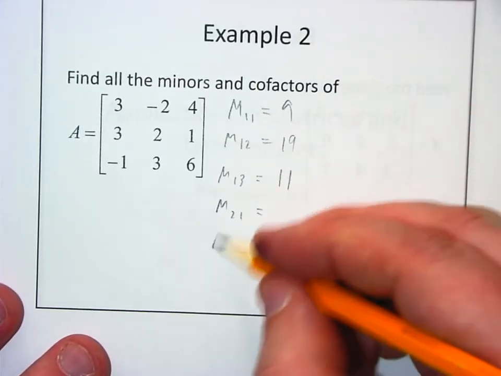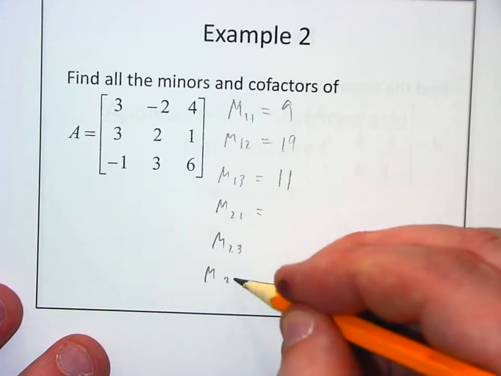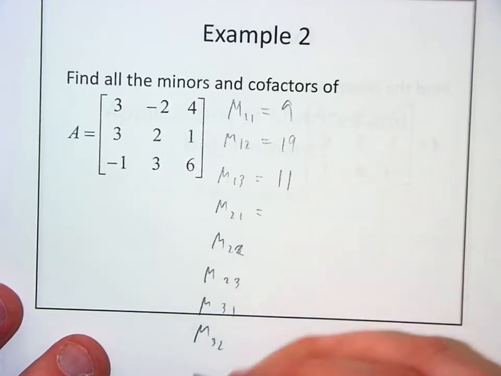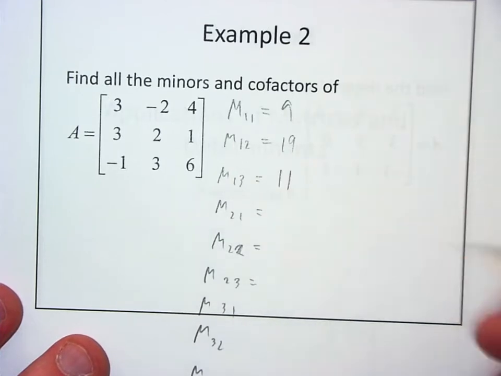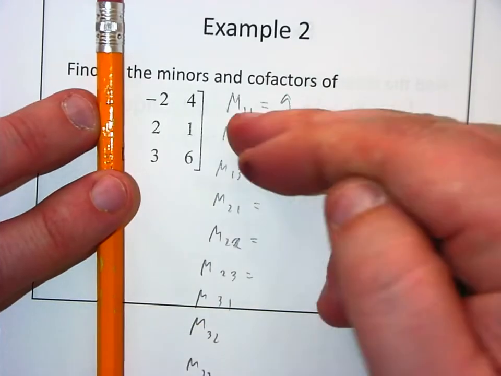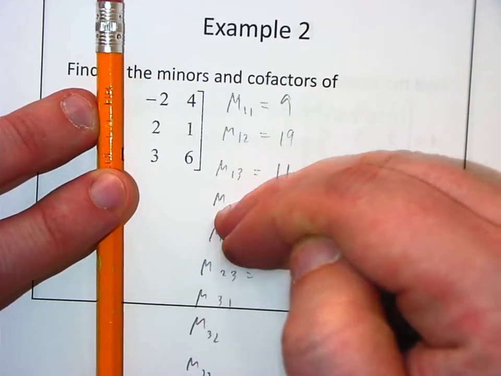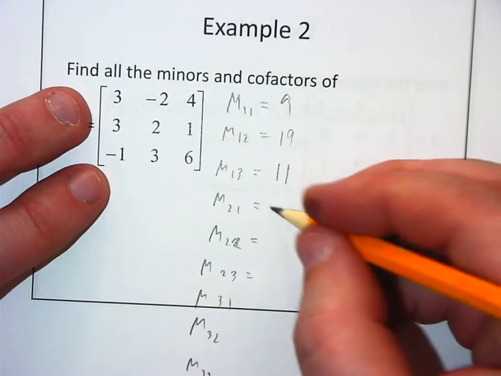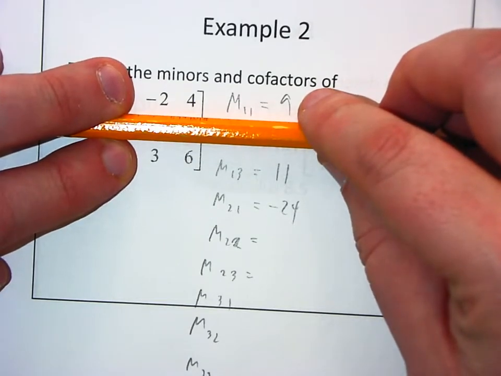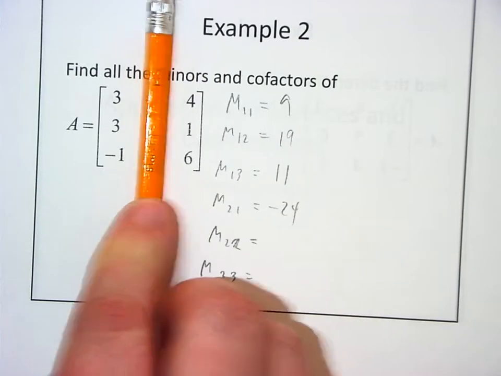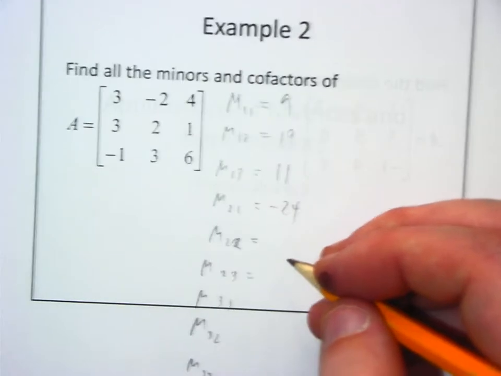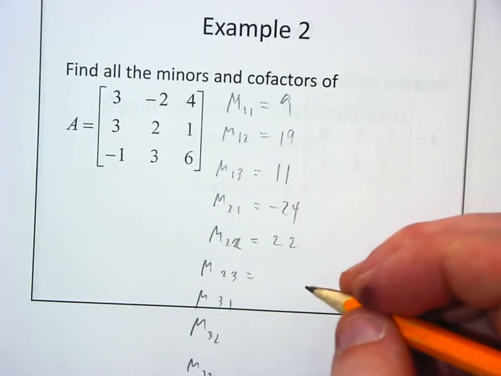What would 2, 1 be? Yeah. 2, 1, I'm going to cover up this column as well as the middle row. So negative 12 minus 12, negative 24. Okay, so I'm ignoring this and I'm ignoring these two. Cover up the middle row and middle column. So 3, 6, negative 1, 4 gives you what? 22.